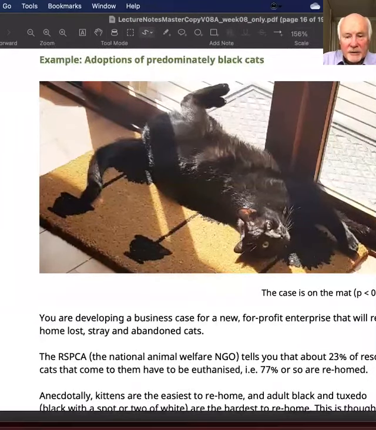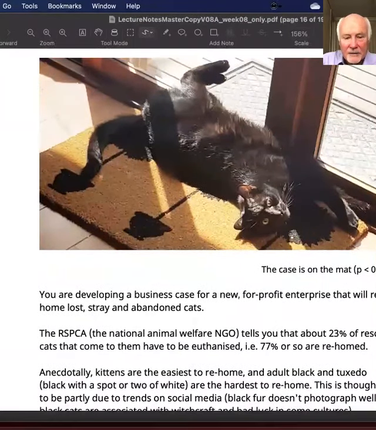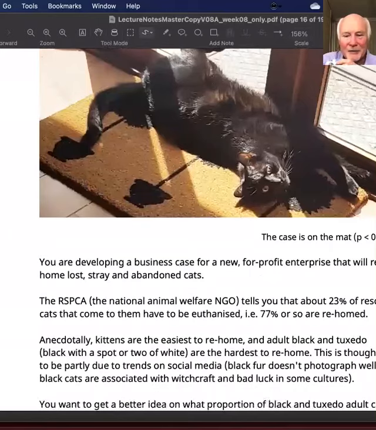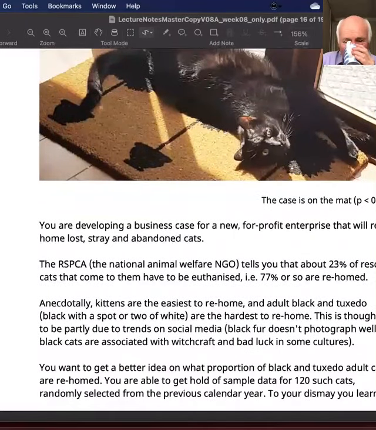All right, so let's look at an example. This is about cats that are mostly black. So there's an example there. That's my cat, and he is mostly black. He has one little white spot.